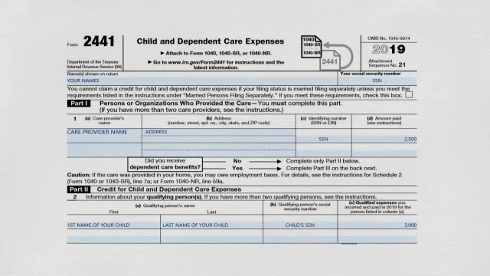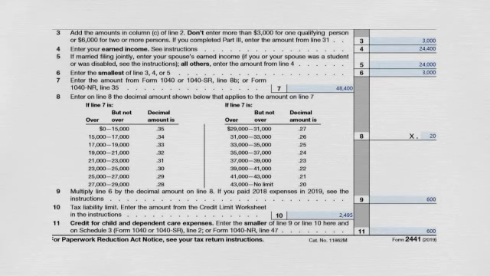In part 2, put the qualifying person who is your son. Put his name, social security number, and the qualifying expenses, which are limited to $3,000. This is still Form 2441. This is the bottom portion of the form. On line 3, put the expenses, which are $3,000.